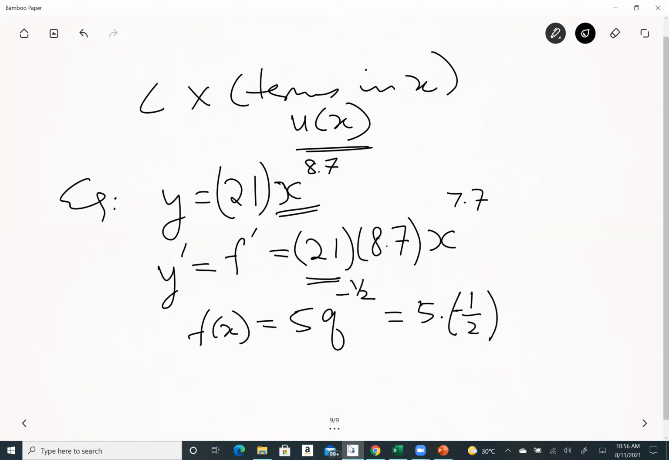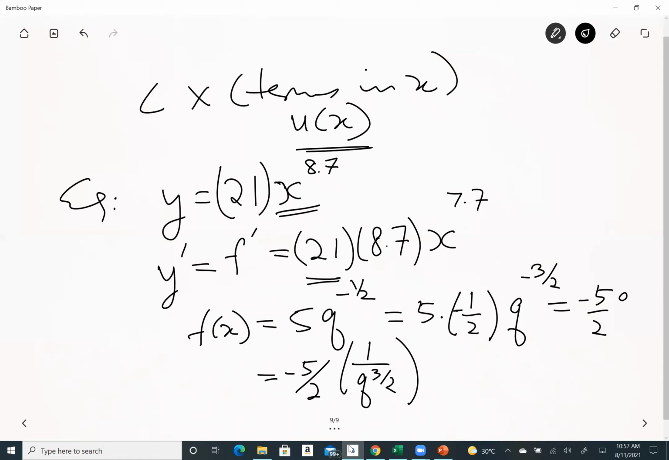Negative half. Okay. And then you multiply by Q, negative half, you reduce by 1, that is negative 3 over 2. Simplify. So I have negative 5 over 2 multiplied by 1 over Q to the power of 3 over 2. Or you can maintain it as negative 5 over 2, Q to the power of negative 3 over 2. Up to here is already enough. You don't have to bring it down. Up to here is okay.